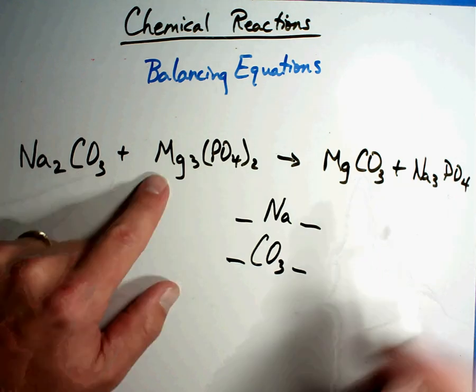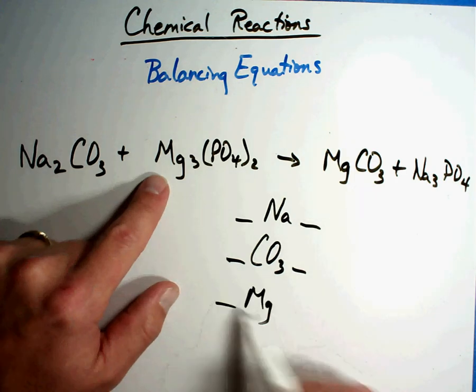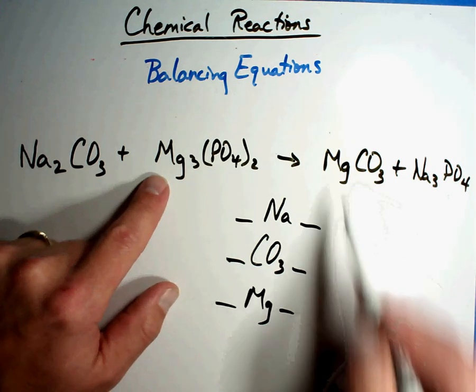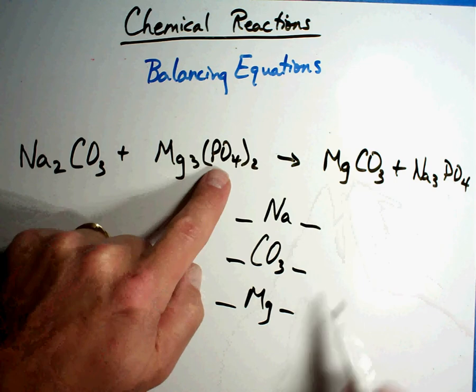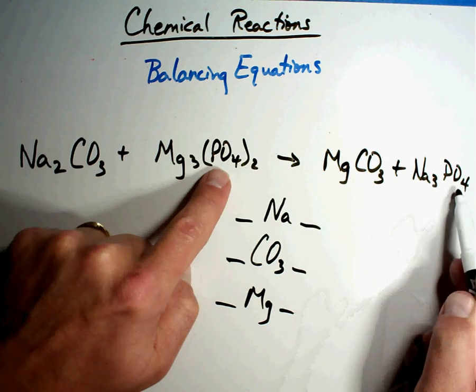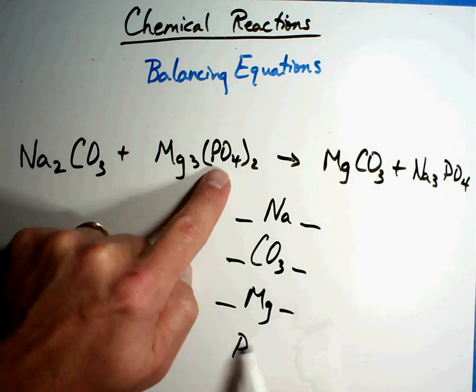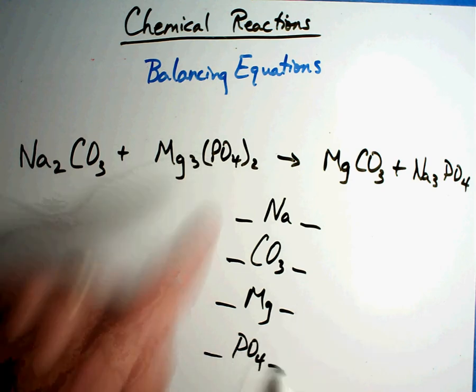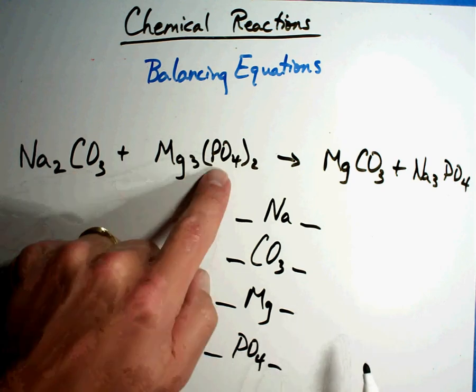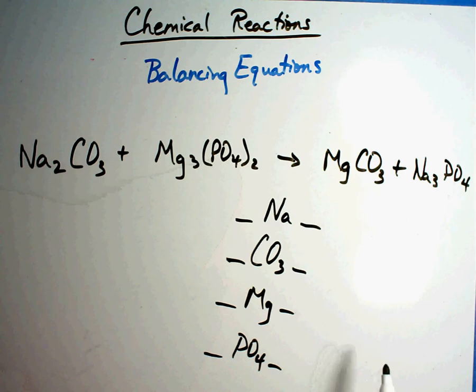I see MGs. There's MG. I see PO4. And I see PO4 also. So we'll just count those as a group. Now, you could count all the C's and all the O's and all the P's and all the O's. That gets really confusing and really hard to do. So let's count this and see if we can get it.